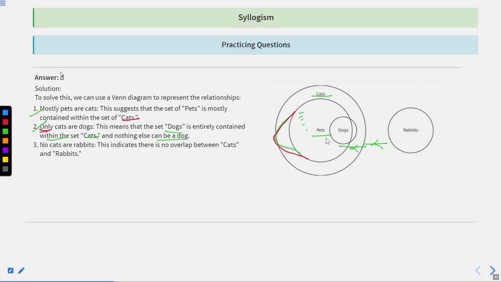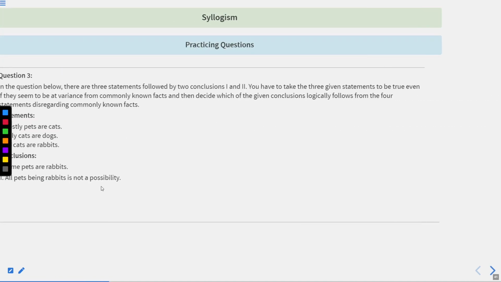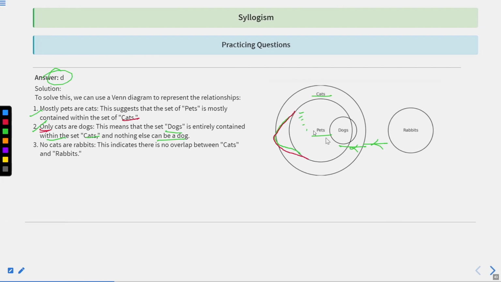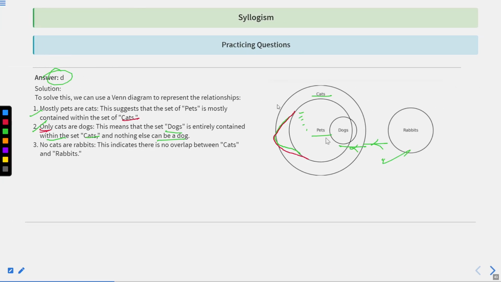So the answer would be answer D, which is talking about only conclusion 2 follows. What is conclusion 2? Conclusion 2 says that all pets being rabbit is not a possibility. That is true. And the first was that some pets are rabbits. That cannot be held possible. So the answer would be answer D, which is talking about only conclusion 2 follows.